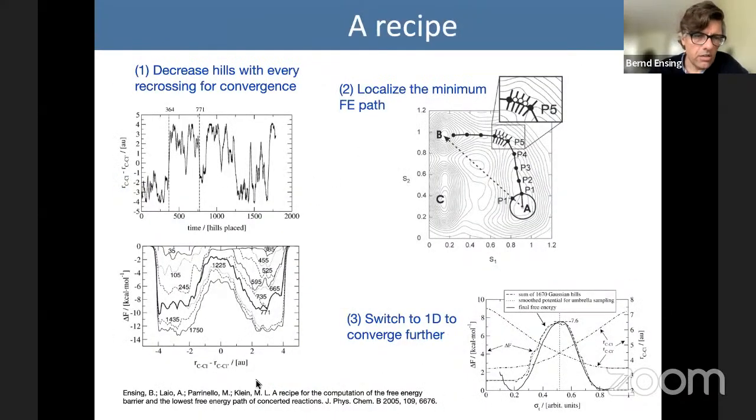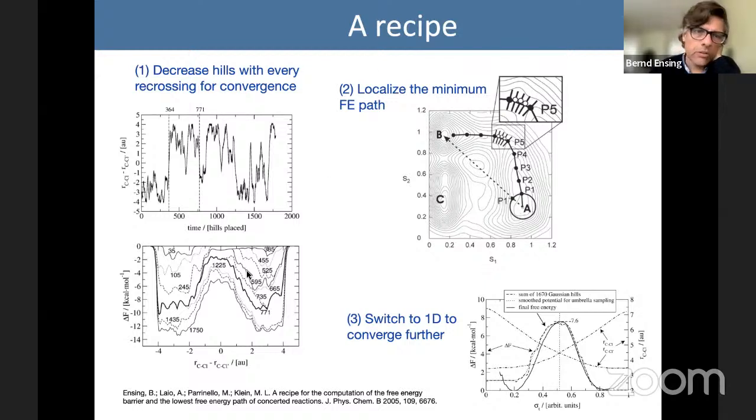Okay, so at the same time we wrote this paper called "A Recipe for the Computation of the Free Energy Barrier and Lowest Free Energy Path of Concerted Reactions," and we looked at pitfalls. So how do you parameterize this, and how do you do it in practice for real molecular systems? And actually it matches very well this paper of Lyo and co-workers.